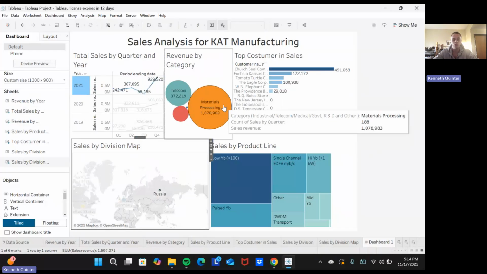The top purchasing customers graph would reveal whether the company is over-reliant on certain clients and highlight opportunities to strengthen or diversify customer relationships. The sales by division map would guide geographic strategy by identifying strong markets and potential regions for expansion or additional support. These visuals offer a comprehensive view of the company's performance and provide the insight needed to make informed decisions about growth, operations, and long-term strategy.